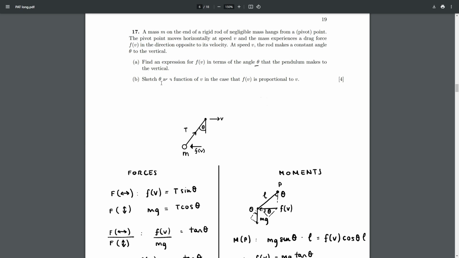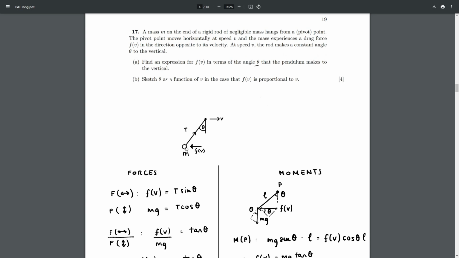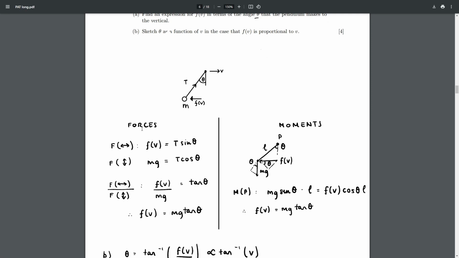And then we're asked to sketch theta as a function of v in the case that f of v is proportional to v. So there's two ways we can do this. Firstly, we can look at the mass, which we know is also moving at a constant horizontal speed because it is attached to the pivot and the pivot is moving. So if the pivot moves a bit to the right, the mass will move a bit to the right. And that means the net force on the mass is zero.